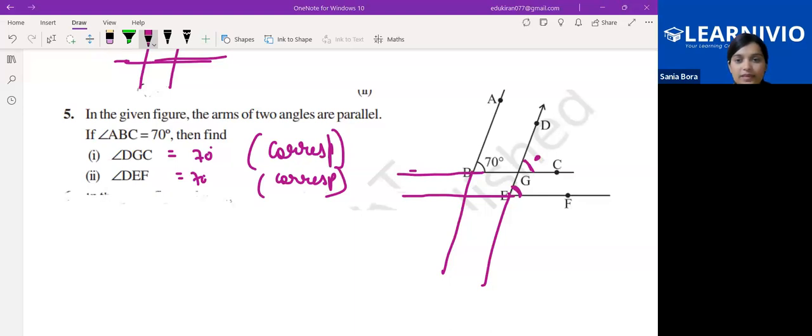Yes, ma'am. Okay. So now let's come to the last question of this chapter, and then you are done. We'll quickly give a recap and then we'll start with the next chapter, which is triangles.